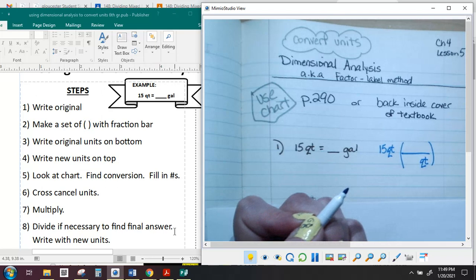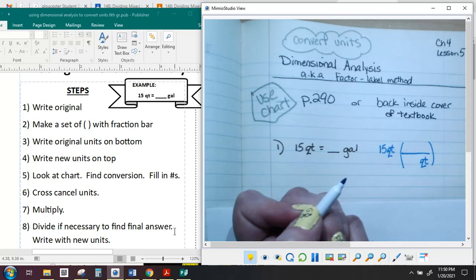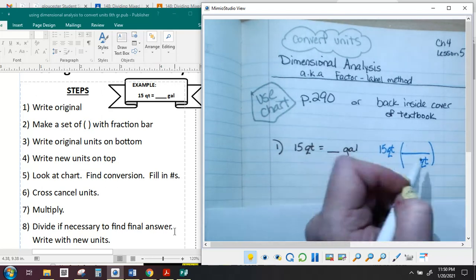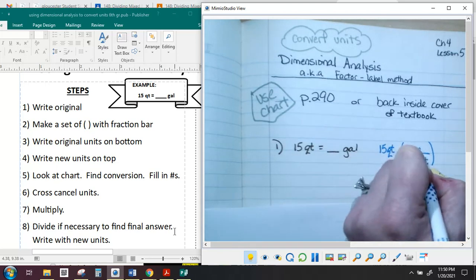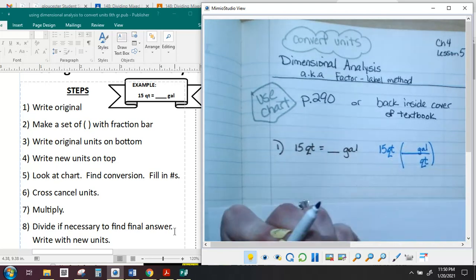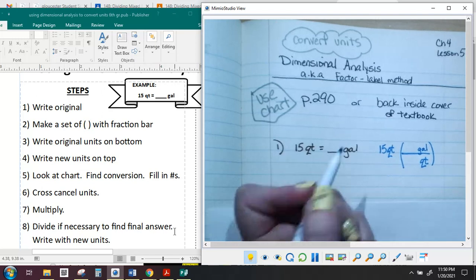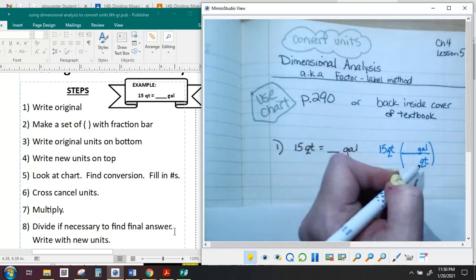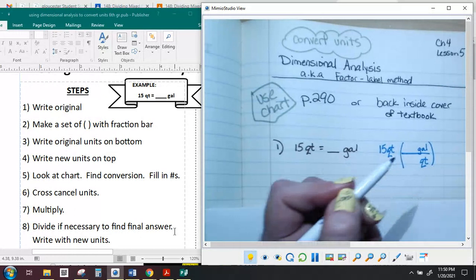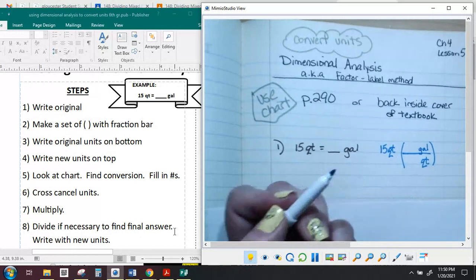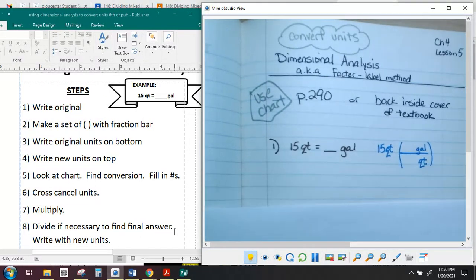Step 4 says write the new units on the top. So I had quarts to start with. I want to switch it to gallons. That's my new unit. No numbers yet, just the labels. Original on the bottom, new on the top. Always. All right. Step 5 says look at the chart, find conversion, fill in numbers.